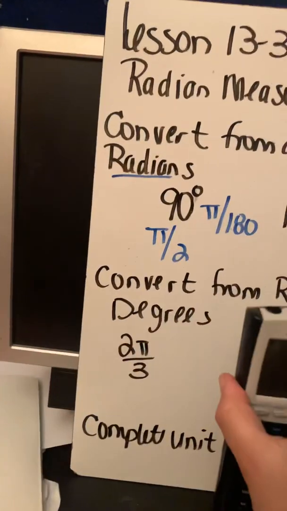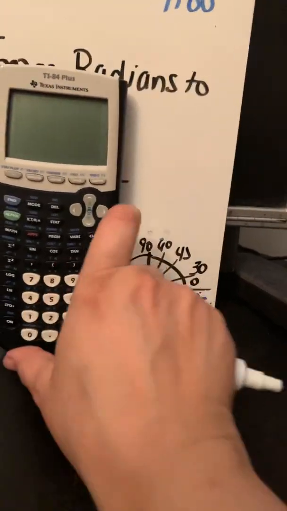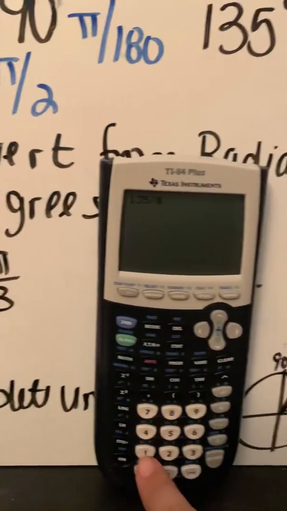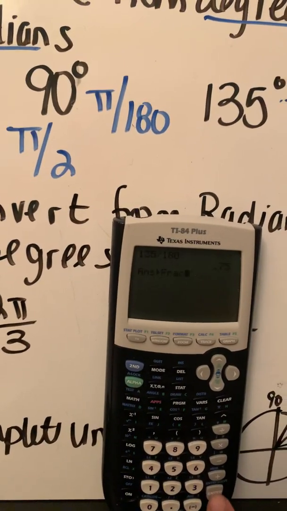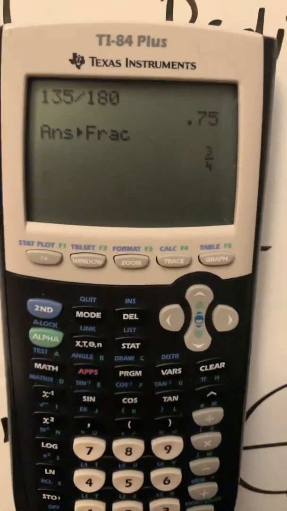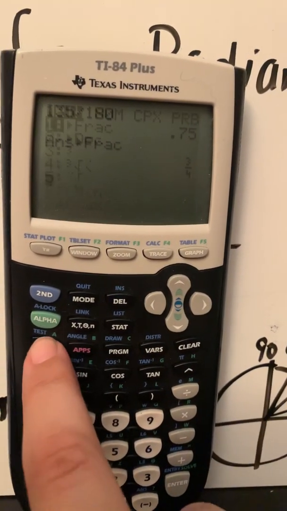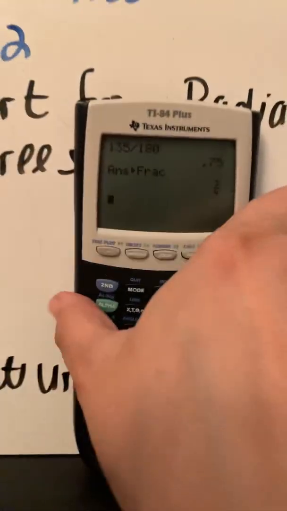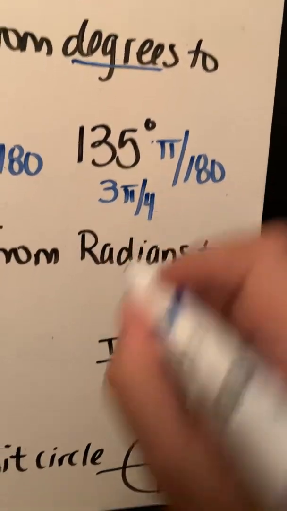So you can get out your handy little calculator and I'll show you when you turn it on. You can do the 135 over 180, and then do math frac. And it converts it to the fraction. So I did the 135 divided by 180, math, see where it says frac, then you hit enter on that, and then it gives you 3/4. So this right here is going to be 3 pi over 4.